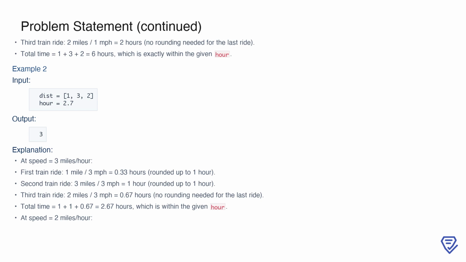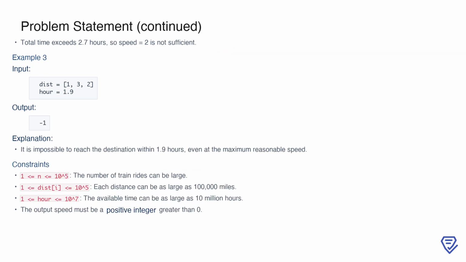In the second example, the dist array remains [1, 3, 2], but the available time is now 2.7 hours. At a speed of 3 miles per hour, the calculations change. The first train ride takes 1 mile / 3 miles per hour equals 0.33 hours, which is rounded up to 1 hour. The second train ride takes 3 miles / 3 miles per hour equals 1 hour, which does not require rounding. The third ride takes 2 miles / 3 miles per hour equals 0.67 hours, and again, no rounding is needed for the last ride. This gives us a total time of approximately 1 plus 1 plus 0.67 is equal to 2.67 hours, which fits within the given hour of 2.7.